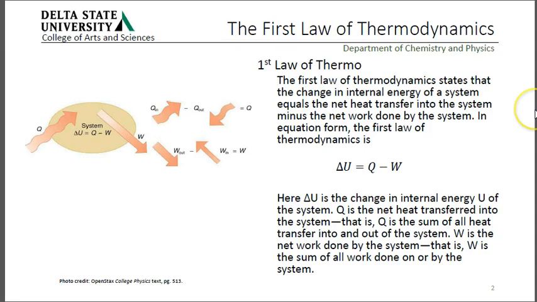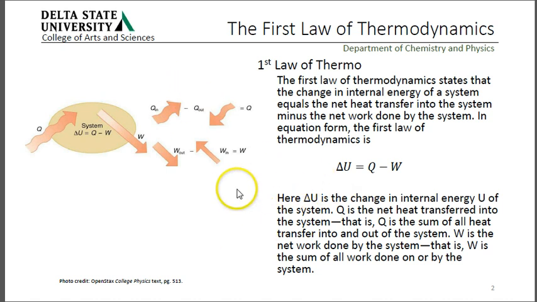We start with the first law of thermodynamics, which states that the internal energy of a system equals the net heat transfer into the system minus the net work done by the system. And thermo became a big hot topic during the Industrial Revolution in Britain, where engineers were trying to figure out how to squeeze more work out of the system. You put heat in, how do you get more work and lose less heat?